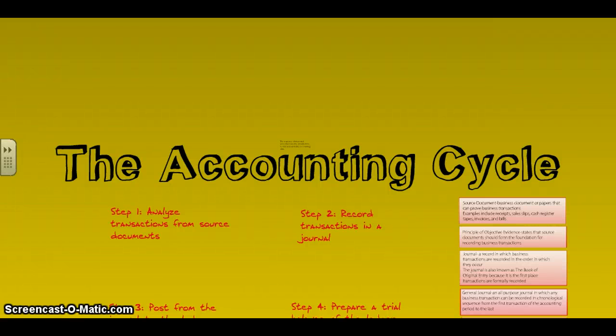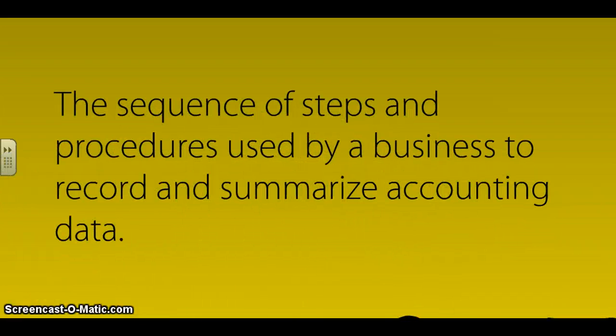In Chapter 3, you'll learn about the beginning of the accounting cycle. The accounting cycle is the steps that businesses are going to use to record and summarize their accounting information. Those steps start with analyzing transactions from source documents. You've already gone through this step when you were analyzing to determine what account would be debited and credited.